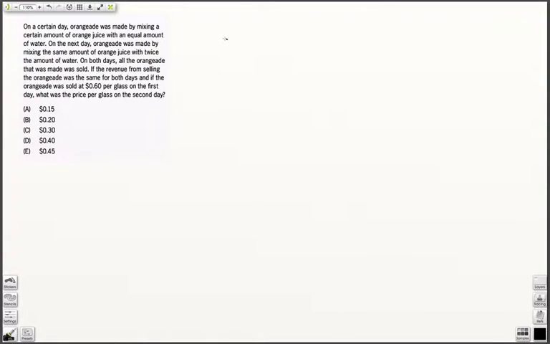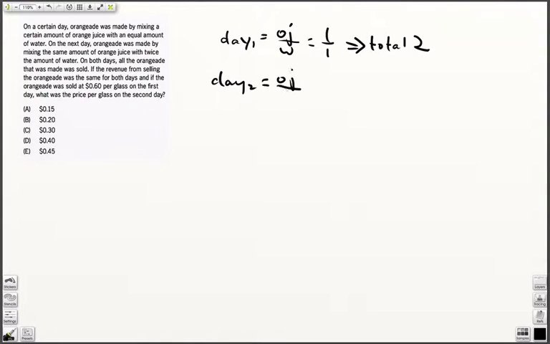So let's say on day 1, we have a ratio of orange juice to water that is 1 to 1. That would be a total of 2. And on day 2, we have a ratio of orange juice to water that is 1 to 2. That would be a total of 3 units. And so if we're thinking about orange juice to total, that's going to give us a ratio of orange juice 1 to total 2. On the second day, we get orange juice 1 to a total of 3.